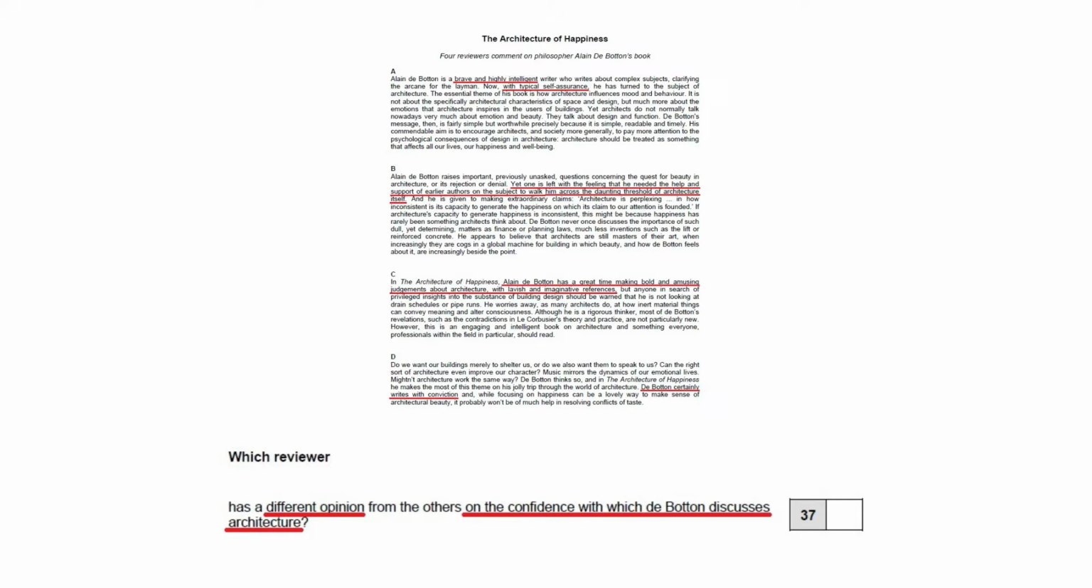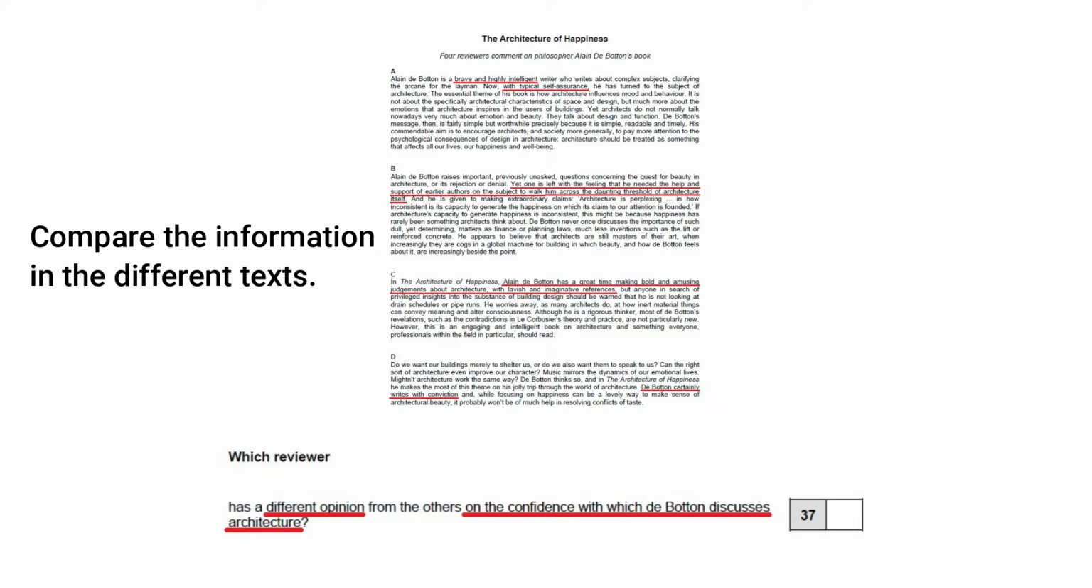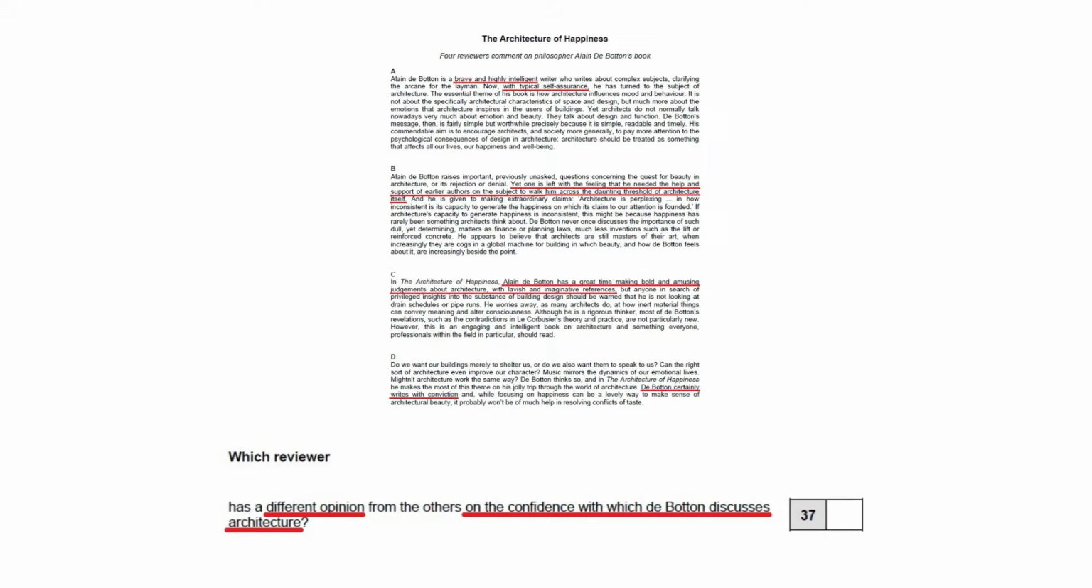Last but not least, we need to look at the information we extracted from the texts from the perspective of the question we are trying to answer. In this case, we have to find the one opinion that differs from the others.